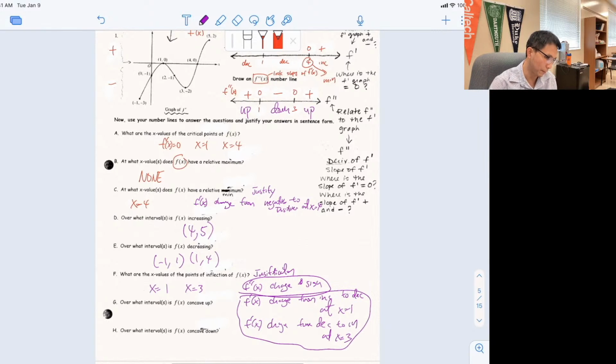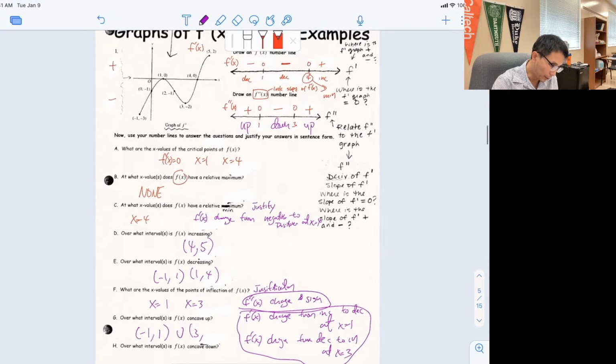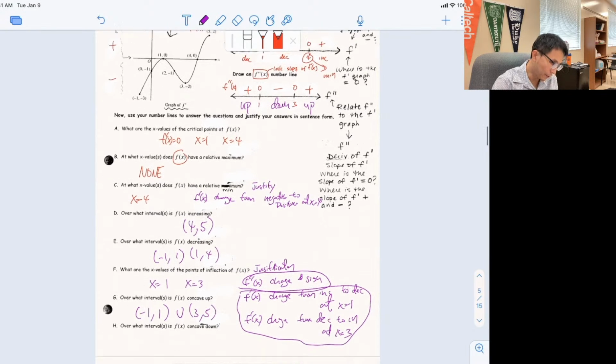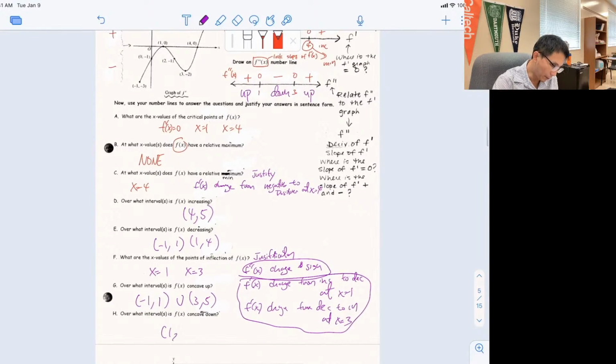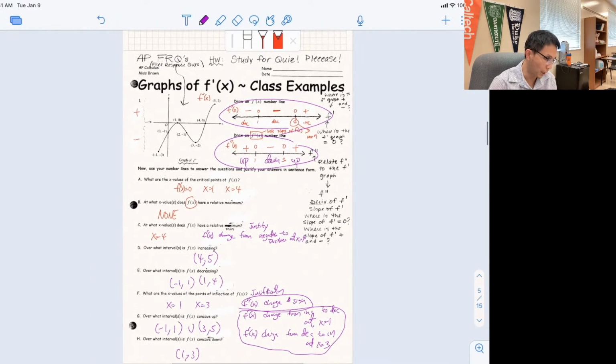It'll be this way. Concave up: it's going to be negative 1 to 1, union from 3 to 5. And then 1 to 3 is concave down. Because you just read this number line, this is a very systematic approach. But at first, you have to construct that number line.